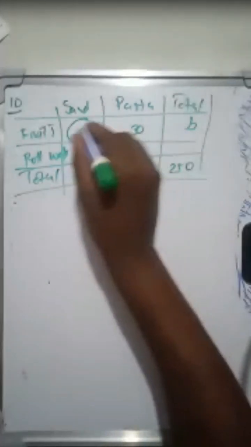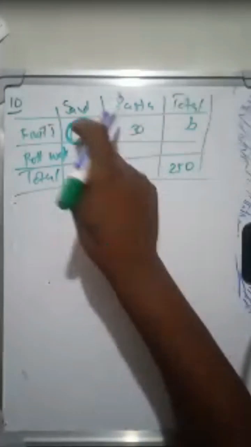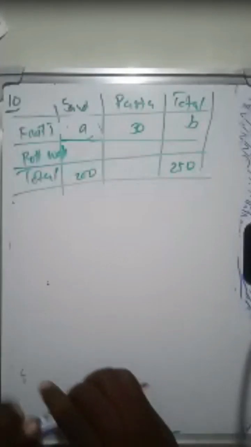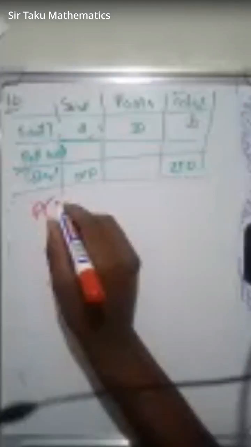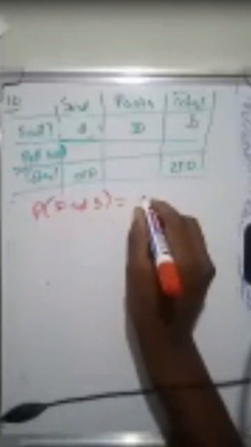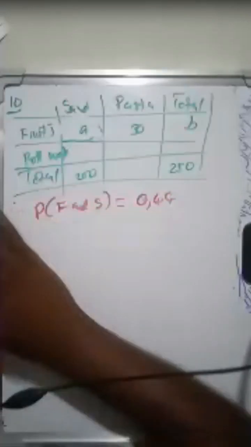Right? So now it's saying the probability of a learner choosing fruit juice and sandwich. Fruit juice and sandwich is that one, where they meet. Sandwich, fruit juice. So where they meet, that is their intersection. Okay? So the probability of fruit juice and sandwich is equal to 0.48. Right?